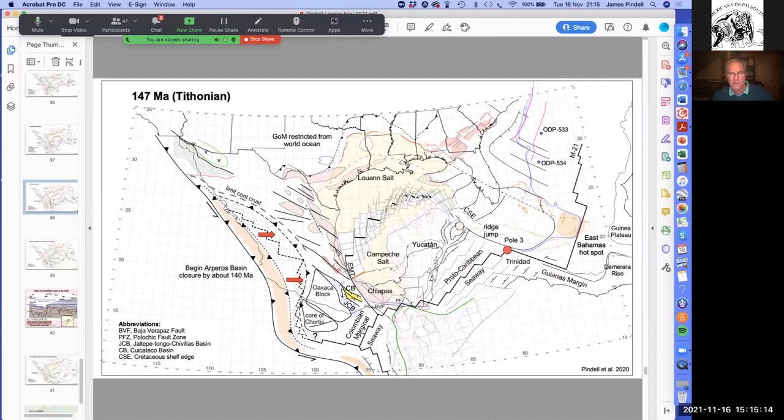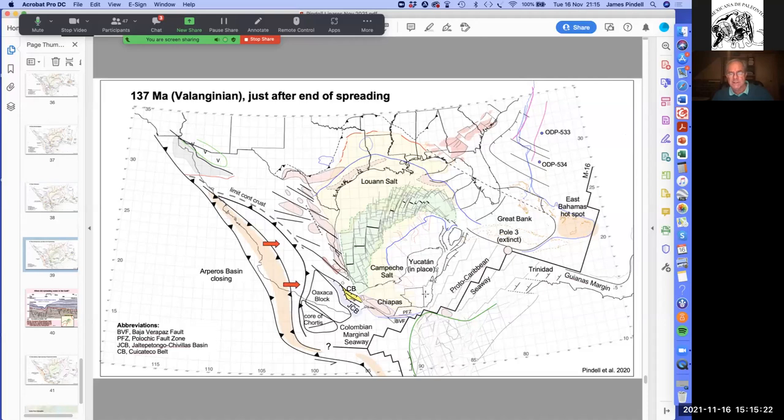But now we're forming what I call the Colombian Marginal Seaway between Oaxaca and Colombia. And then one more increment. Finally, Yucatan can get to its final position without overlapping Colombia. Okay, so we have the Gulf of Mexico. We have the two salt basins. We have the oceanic window between the salt basins. We have started to form the Proto-Caribbean Seaway between Yucatan, the Bahamas, and northern South America.